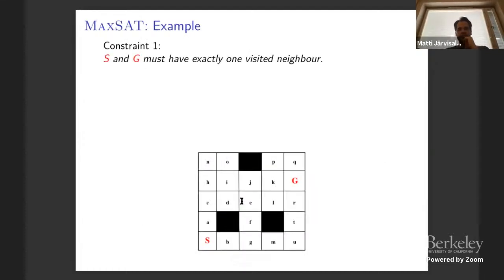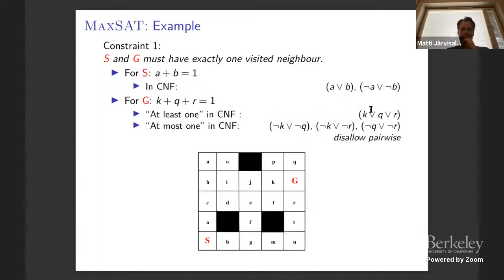Okay, exactly one visited neighbor, this is quite easy. In propositional logic, the neighbors of S are A and B. So we need to state an exactly-one constraint over A and B. So A plus B equals one, and it's just the exclusive OR over A and B, which is the clauses A or B, and not A or not B, in conjunctive normal form. Similarly for G, it has three neighbors and we should visit exactly one of them. So it gets a bit more hairy because we have more than two neighbors to talk about.